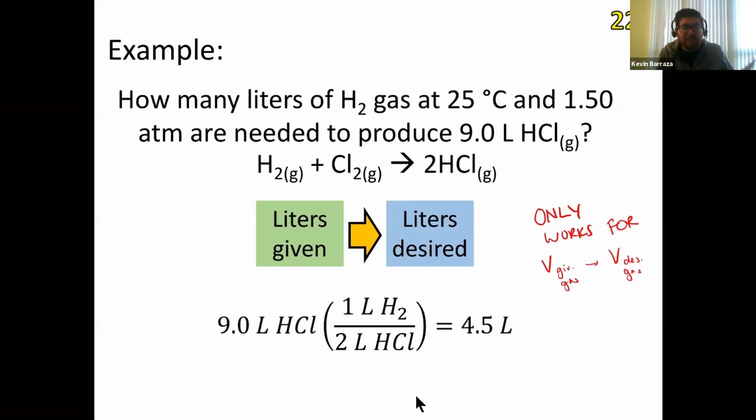And so because of this, the only thing that differentiates one gas from the other is the amount that's present. So if I have 2 moles of HCl, it will be twice the volume as 1 mole of H2. That only works because they're gases and the ideal gas law. When that happens, we can use this conversion.